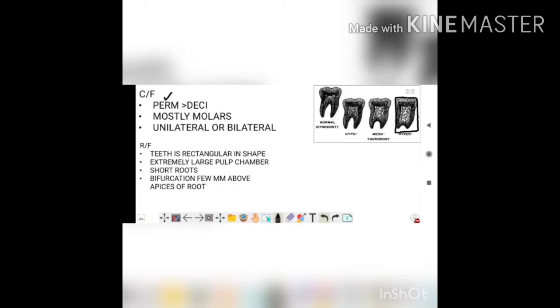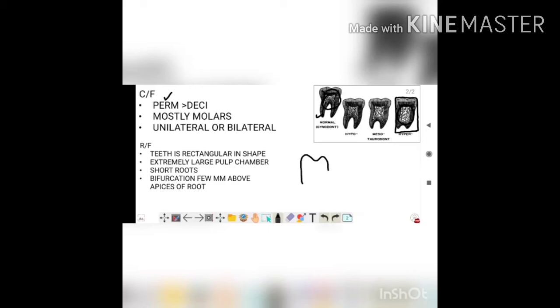Now look at the pulp chamber of a normal tooth, and look at this pulp chamber. This is enlarged. The tooth has short roots. See the normal roots and the roots which are present in the hypertaurodontism. There are actually almost no roots. There are very short roots present. The bifurcation is a few millimeters above the apices of roots. We have already seen that in hypertaurodontism, the bifurcation and the apices of root are very close to each other. They are not far away. So the bifurcation is just above the apices of roots.